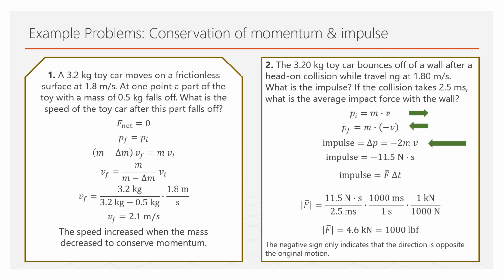The negative sign only indicates that the direction is opposite the original motion. Here, this force would be opposite the direction of the original motion. That's what causes it to change direction.